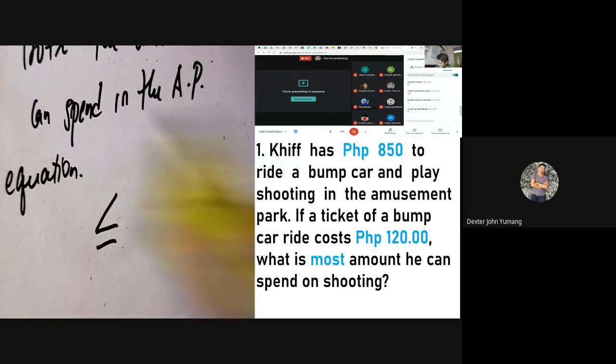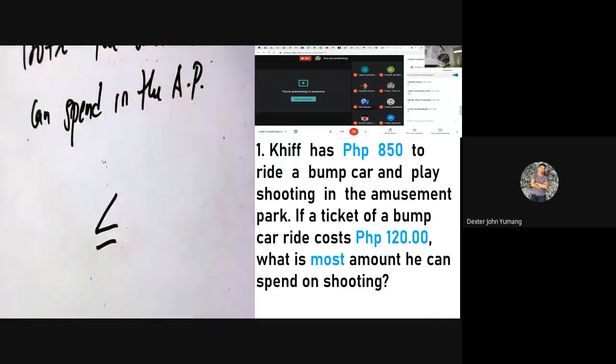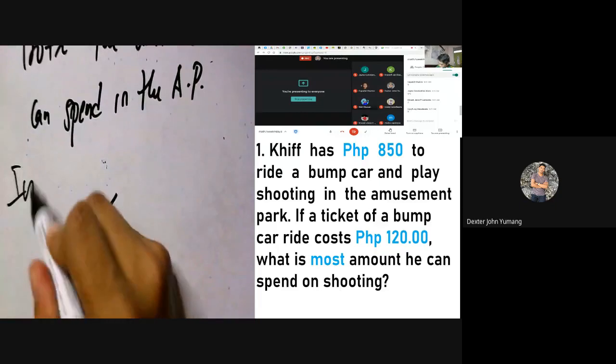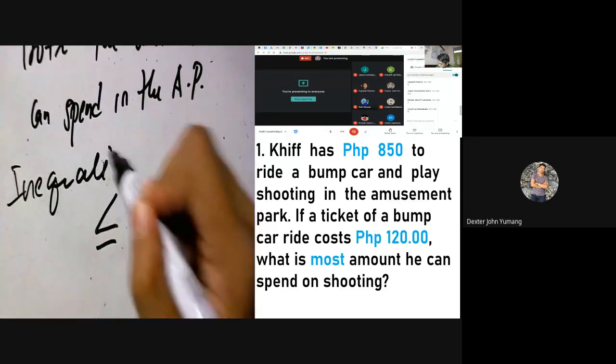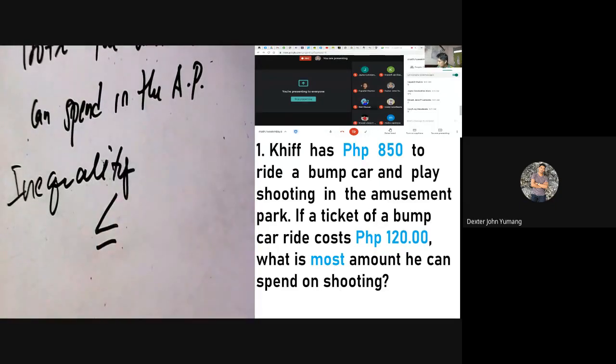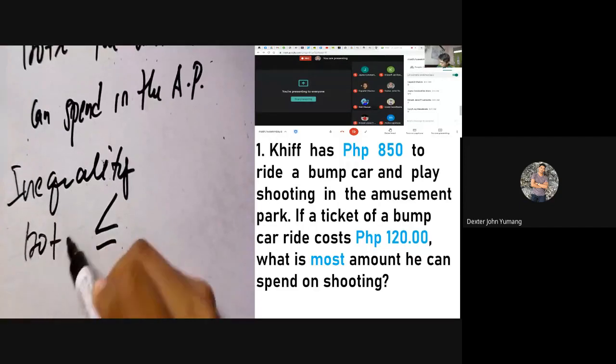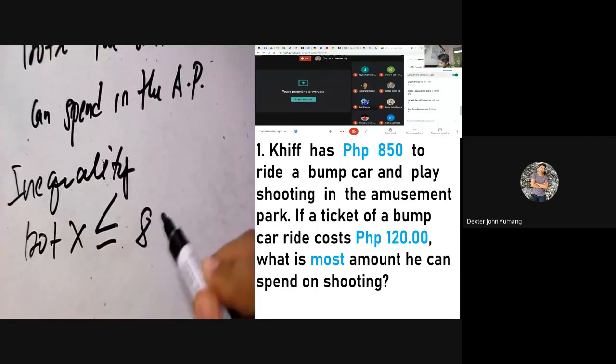Oops, I'm sorry class, it should not be equation. Buti na lang kita ko. It should be inequality. Kindly double check your previous kanina. Letter C is inequality. It's not equation. Okay? So 120 plus X is less than or equal to 850. Tama nga ba siya? Tama nga ba na sabihin na 120 plus X is less than or equal to 850? So anyone, may iba pa bang sagot?